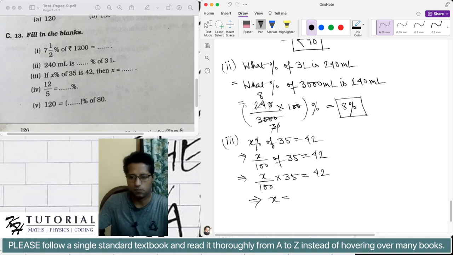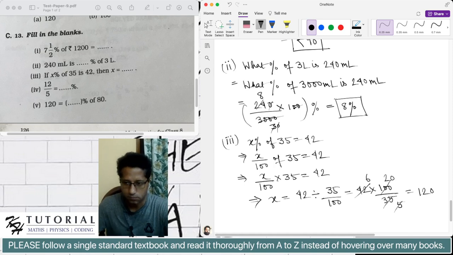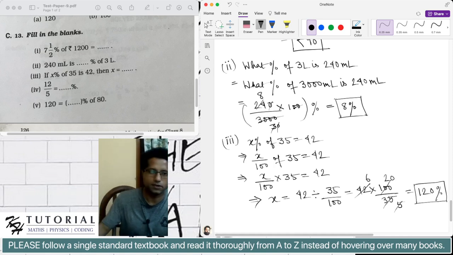X is equal to 42 divided by 35 by 100. This is equal to 42 multiplied by 100 by 35. 7 cancels 35 with 5, 7 cancels 42 with 6, 5 cancels 100 with 20. So this is equal to 120. So 120 percentage of 35 is equal to 42.